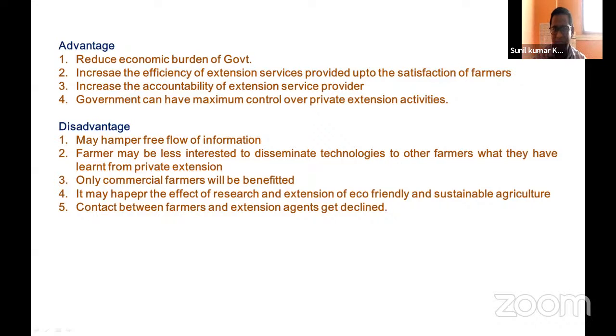It may affect the research and extension ecosystem, and sometimes the contact between the farmers and extension agents may decline due to the promotion of the particular vision and objective of those private companies.